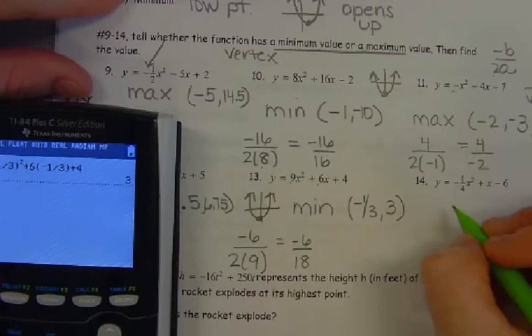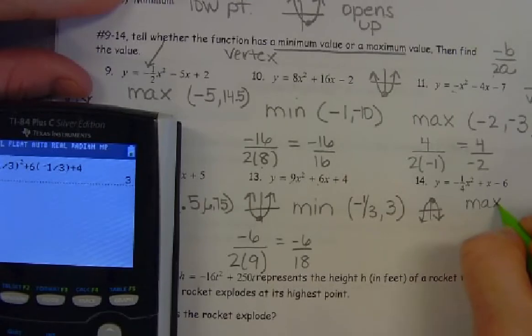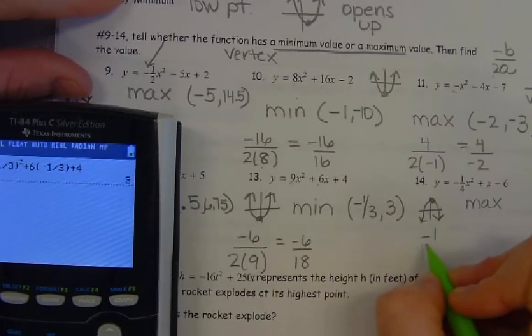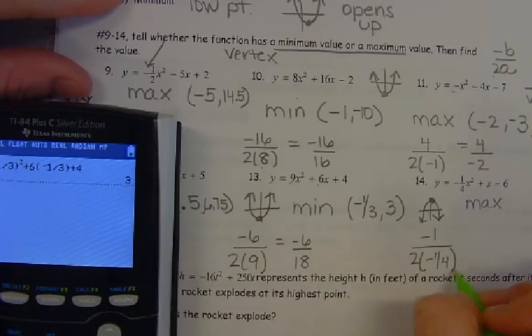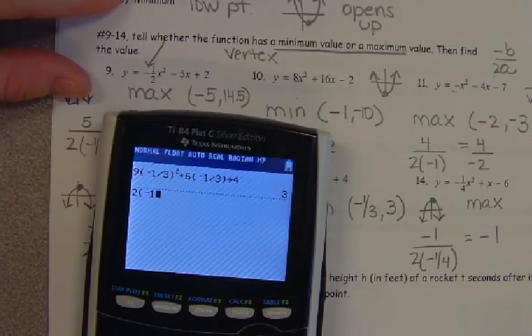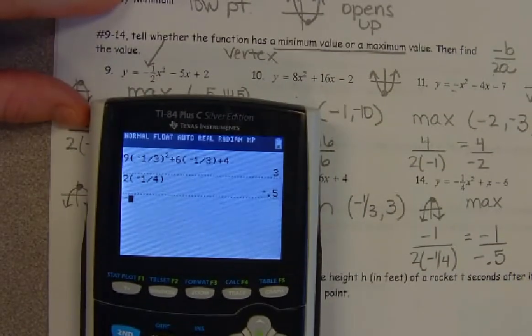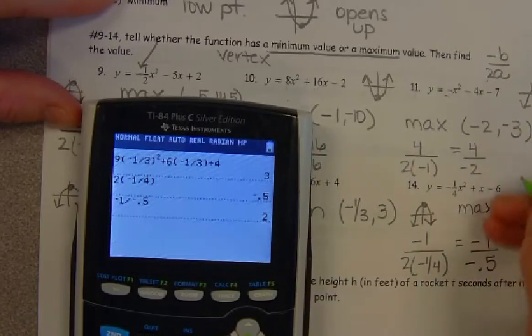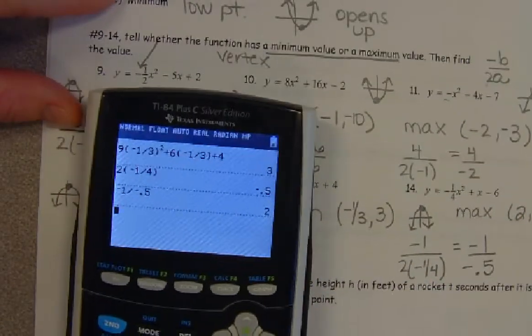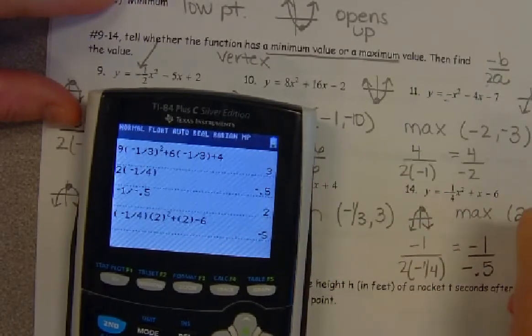Last one we're going to do, because this is a negative, it's going to open down. Because it opens down, it's going to have a max. So I take the opposite of b, which is negative 1, over 2 times negative 1/4. And if you can't do some of that multiplication in your head, you can just go 2 times negative 1/4 on your calculator, and you get negative 0.5. Negative 1 divided by negative 0.5 gives me the value of 2, so I'm going to plug in 2. So then I go parentheses, negative 1/4 times 2 squared plus 2 minus 6. And it looks to me like that y value is at negative 5.